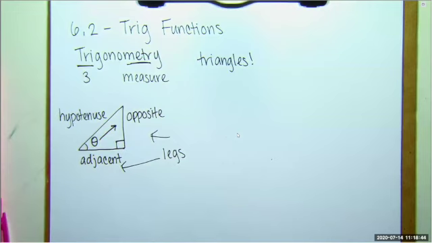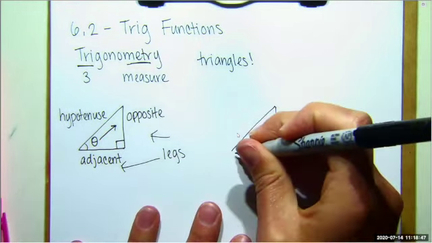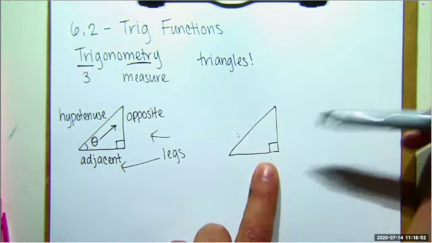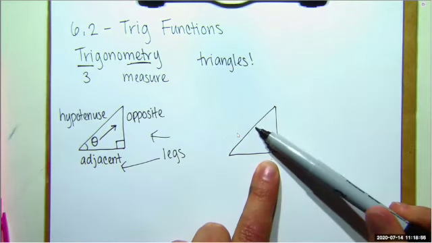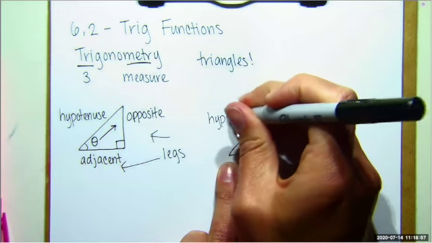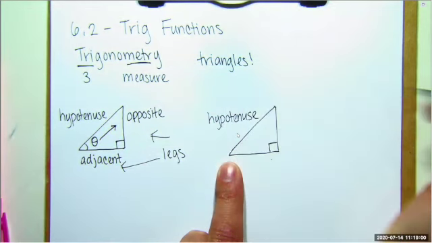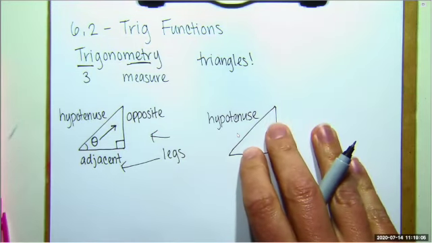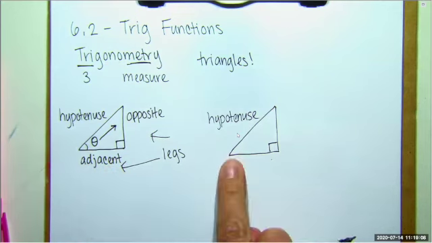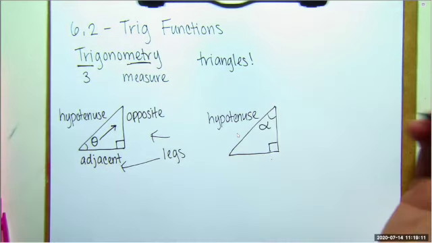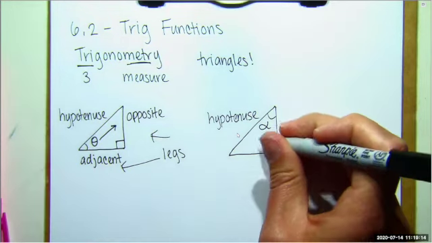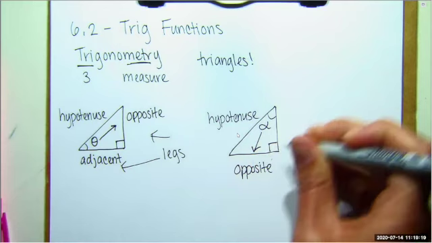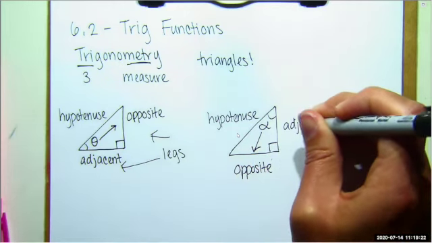Now let's take the same triangle and pick the other angle as our angle of reference and see what happens. Here's the same triangle. The side that's across from the 90-degree angle is always called the hypotenuse. Now, the angle of reference we either pick or is given by the problem. We picked this bottom angle, but let's pick this top angle. I'll call it alpha. The leg that is across from alpha is called the opposite, and the leg that is next to alpha is called the adjacent.